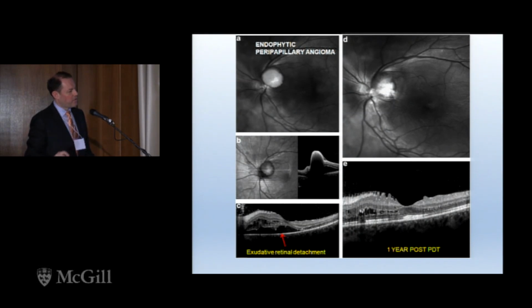This is the 1-year angiogram in this same patient after he received photodynamic therapy for this lesion. There's no subretinal fluid. There is a small amount of cystoid macular edema, but a much better picture compared to the 1 year previous.